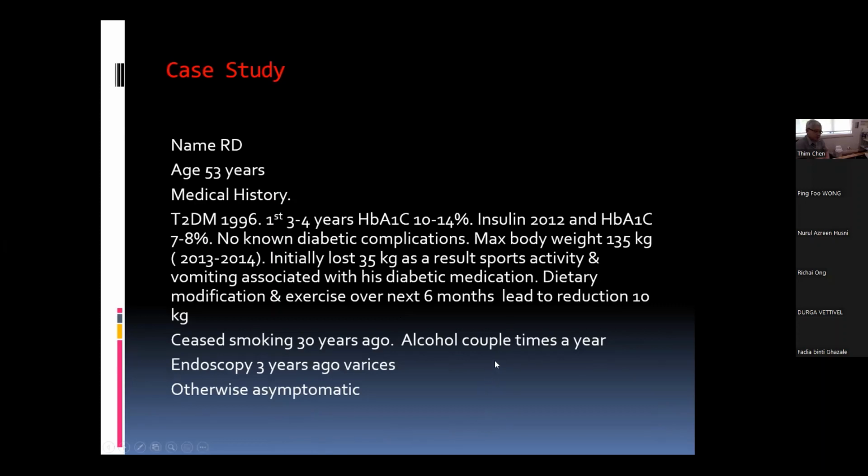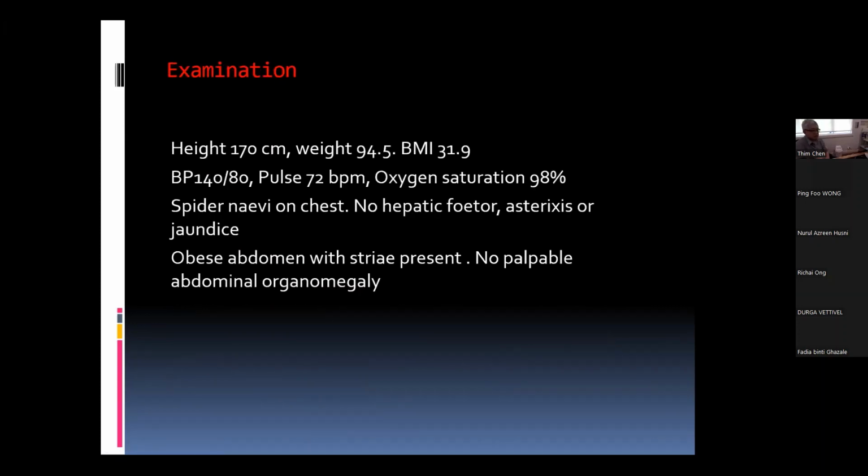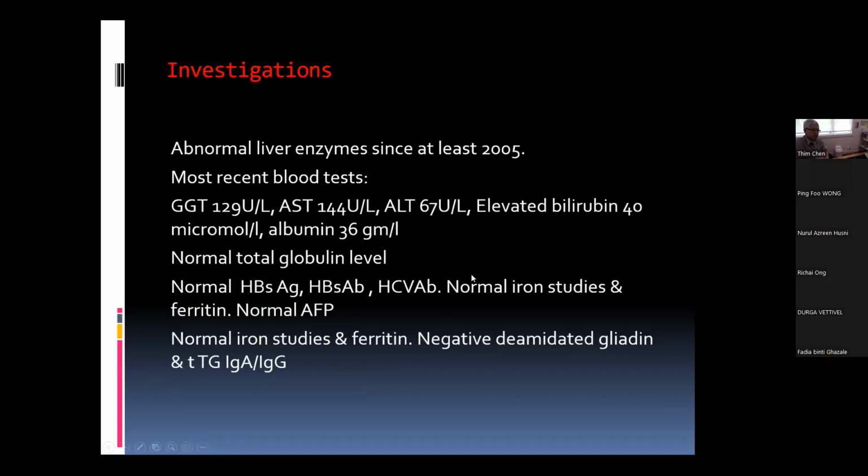Endoscopy 3 years ago picked up some varices. Otherwise, he's asymptomatic. Current BMI is 31.9. His vital signs are normal. But when I examined him, I saw spider nevi and no other signs of cirrhosis. Then his liver enzymes are pretty interesting, you can see that the AST is climbing up above ALT. Again, what I said, the ratio is an indication that there is cirrhosis.